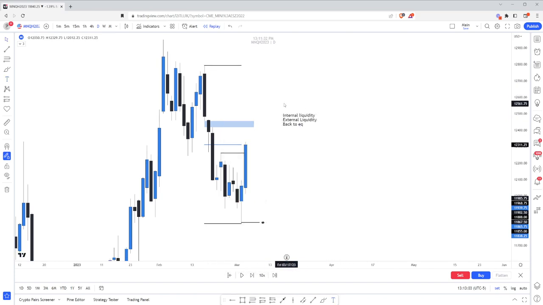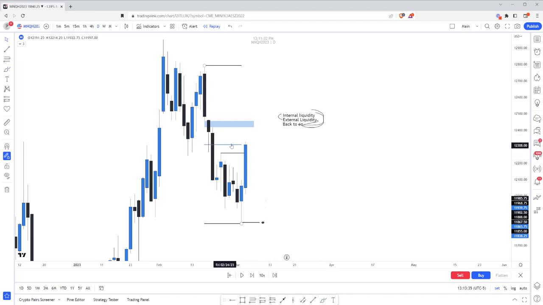If you can understand this and don't overcomplicate it, it's going to help you so much with bias. This is the first thing you need to do whenever you're trying to determine, am I going to be more long or short biased today? So if we look at the market, in this day we're going to be retracing and moving back to EQ. But again, we're going to move to internal liquidity to complete this process. So it goes internal liquidity to external liquidity to equilibrium back to internal liquidity.